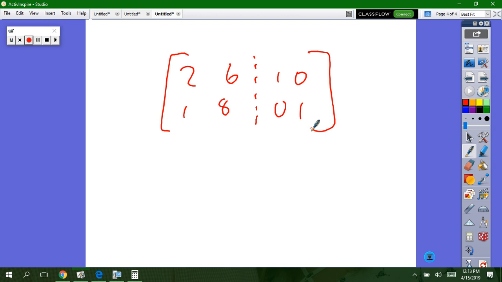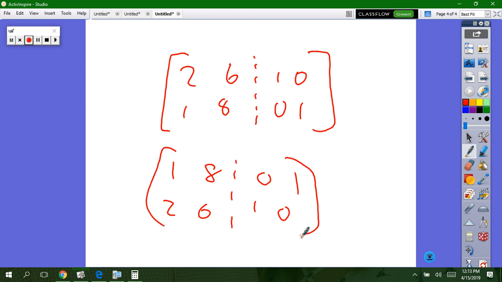We want a 1. Well, can I just switch rows? Yes, I can. Okay, now it is important. I do not switch rows before I go ahead and start my matrix. Well, I see how I've already attached it to him. Now I can switch rows. Does that make sense? So right now I'm at 1, 8, 0, 1, 2, 6, 1, 0. Okay, I got my 1 where I want, huh?